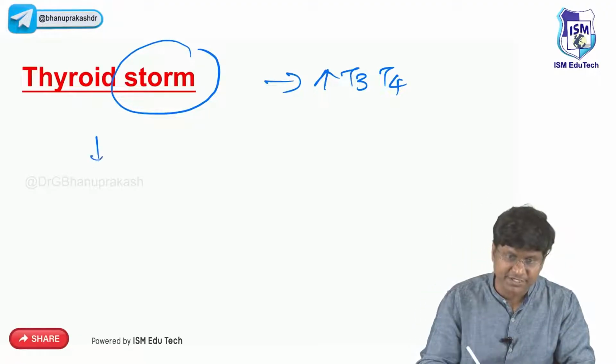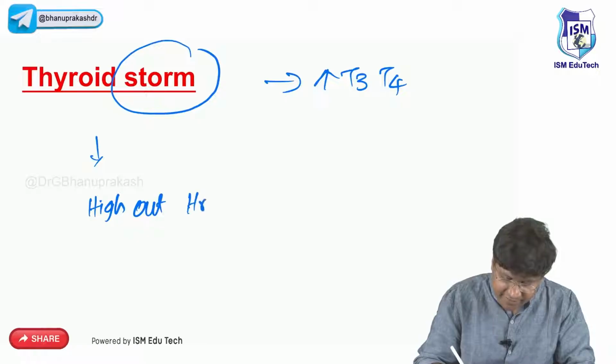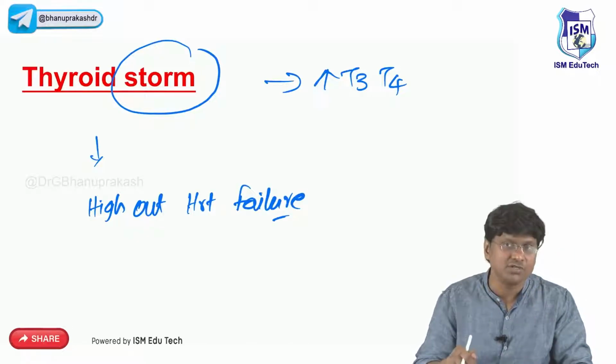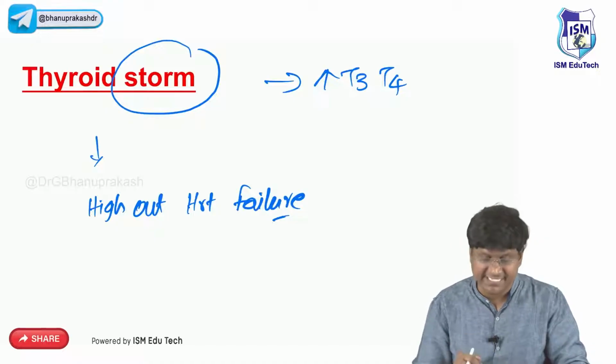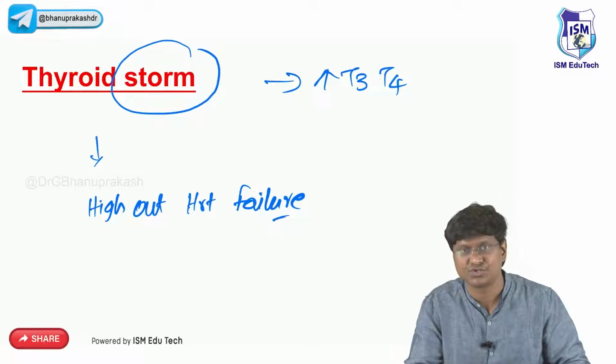Okay, and in these patients with hyperthyroid storm, what would be the cause of death? The cause of death would be high output heart failure, right? High output heart failure. That will be the cause of death in these patients with thyroid storm. And the mortality is very high in case of this thyroid storm, right?